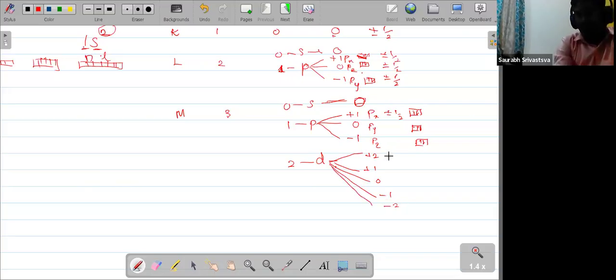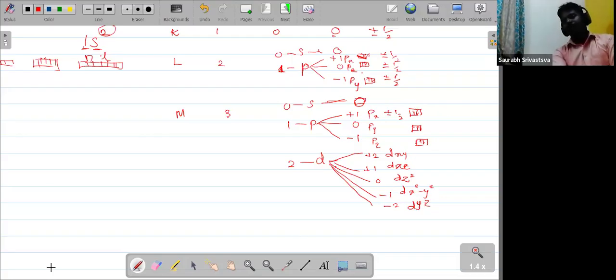So here the orbitals we are calling dxy, and next dxz, next dz square, next dx square minus y square, and next dyz. So overall 5 orbitals. That means overall it can accommodate 10 electrons. You understand, no? Now it is clear.